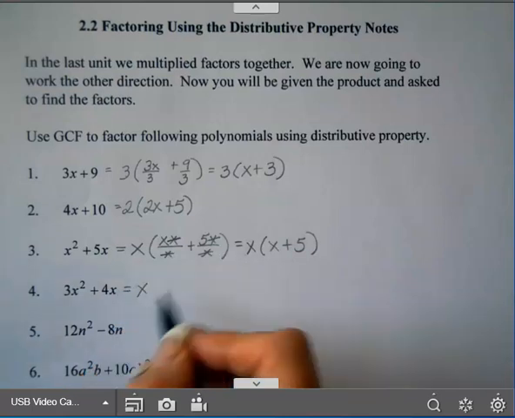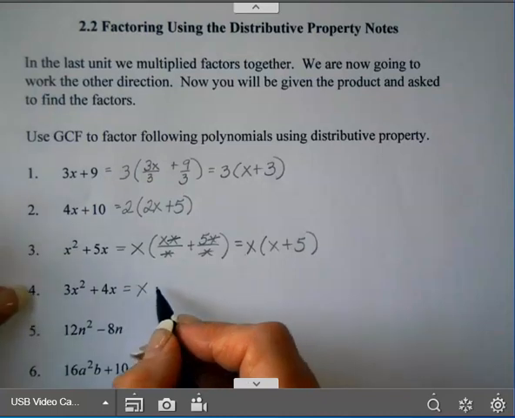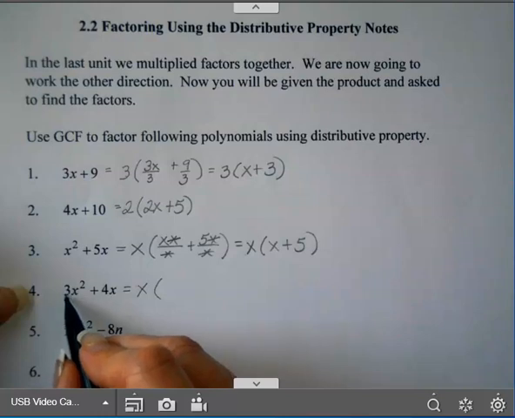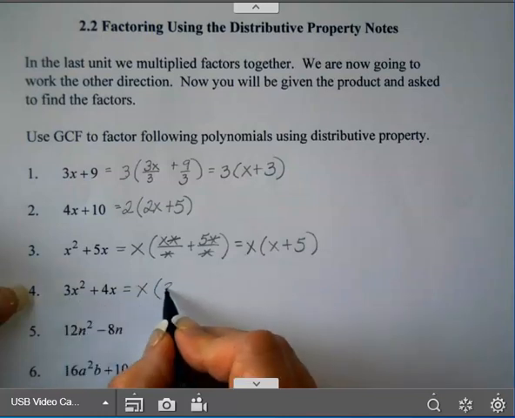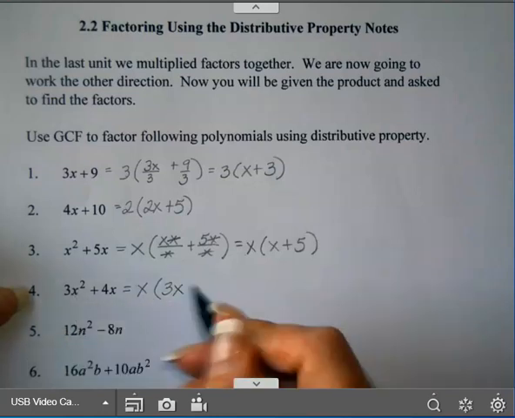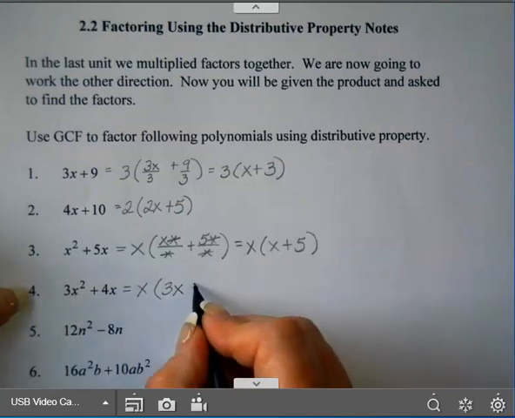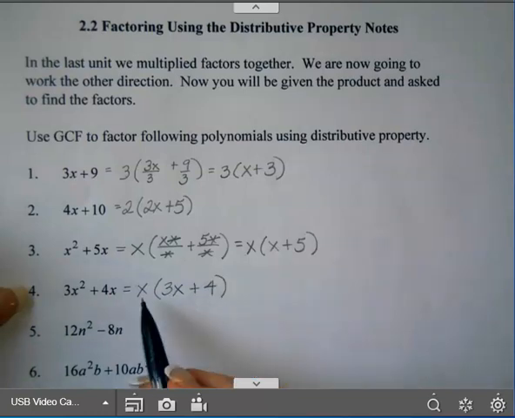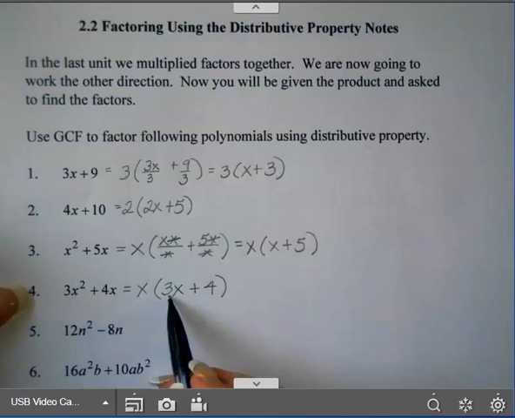For the next one, they also have an x in common. I did the middle step first on number 3. Let's skip it on number 4. I'm going to pull out an x, so I'm dividing this by x, which leaves me with 3x, one of the x's divided out. And then when I divide this by x, I'll have plus 4. And you can check your answer by multiplying this out. X times 3x is 3x squared.